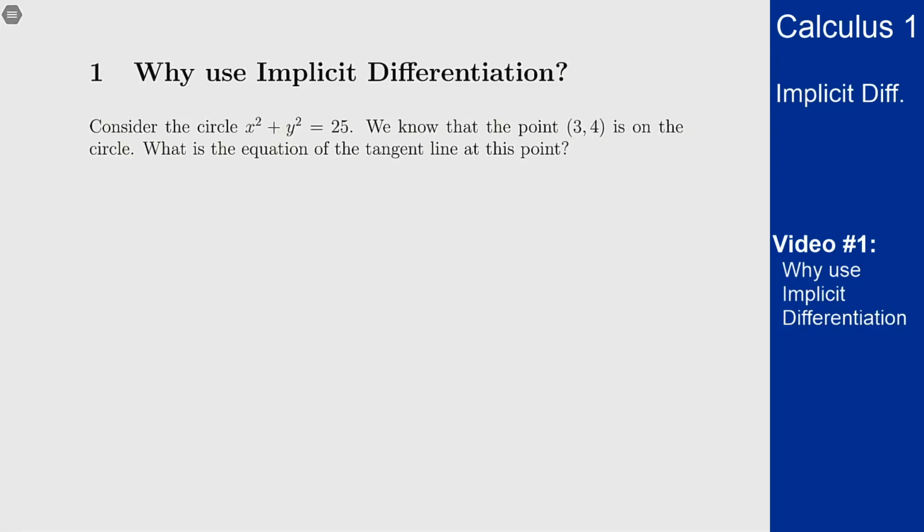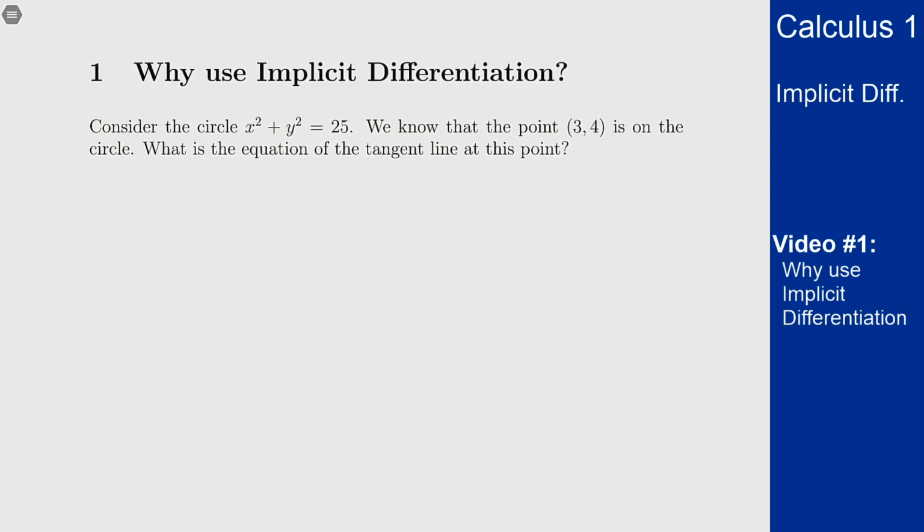In this video, we'll talk about implicit differentiation, what it is and why it might be useful to help solve problems. Let's start with this example. Consider the circle x squared plus y squared equals 25. We know that the point (3, 4) is on this circle because 3 squared is 9, 4 squared is 16, and they add to 25. What is the equation of the tangent line at this point?